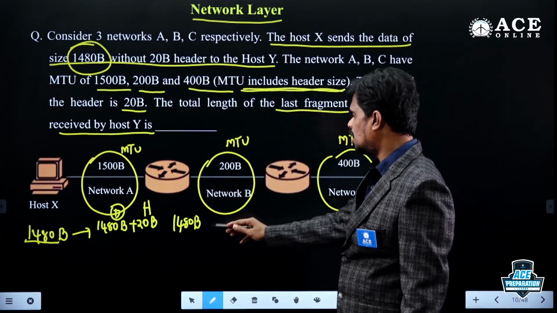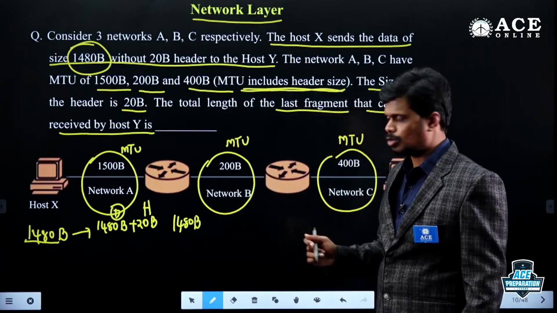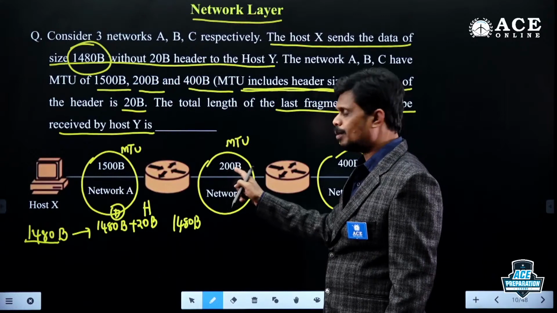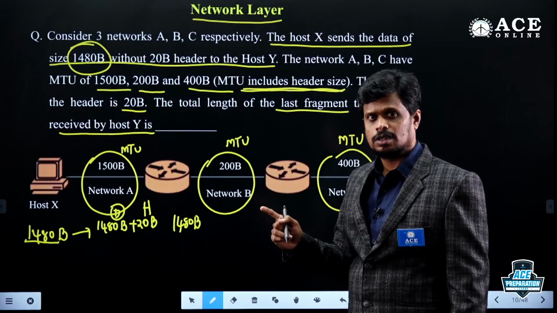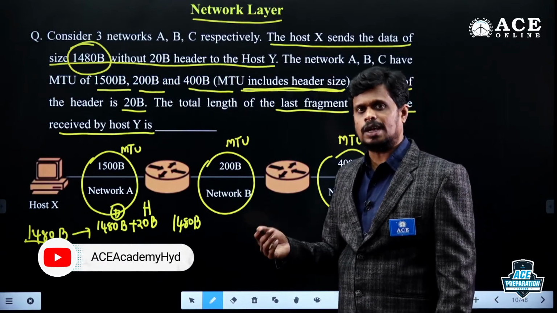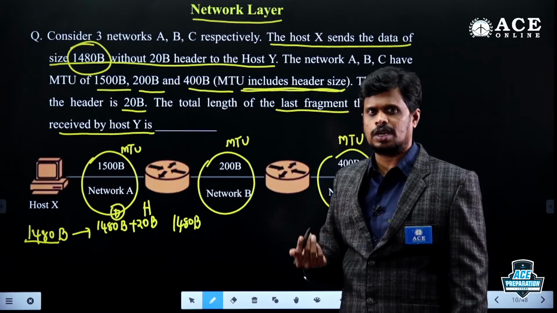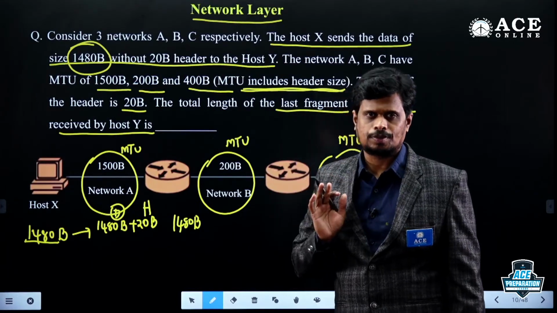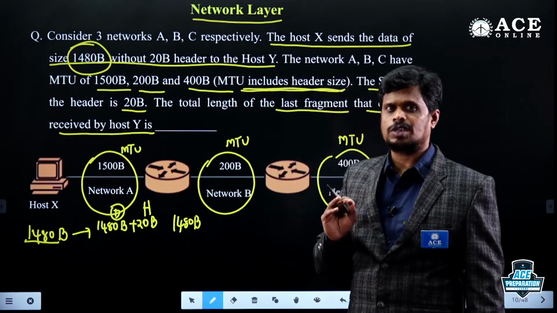Now, is network B able to transfer 1480 bytes at a stretch from here to here? No. How much can it transfer? 200 bytes is the MTU, which means 20 bytes of it is header, leaving 180 bytes. 180 is not divisible by 8. You know why it has to be divisible by 8? Because the fragmentation offset needs to be expressed in units of 8 bytes. So the data portion of the MTU should be divisible by 8. But 180 cannot be divided by 8, so the closest value I have to consider is 176.